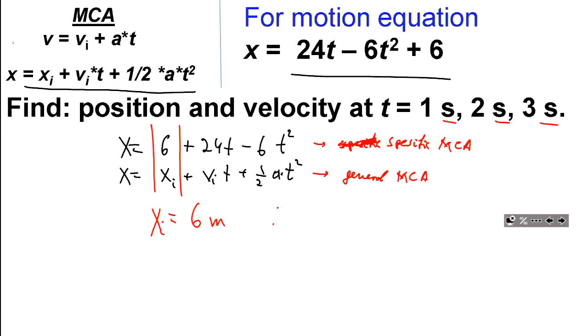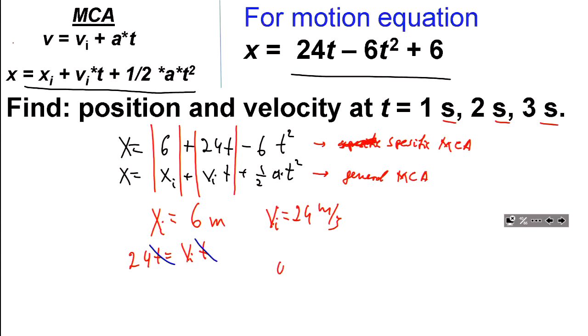What about initial velocity? Please tell me. Anybody? Just scream. 24. Yeah, if we look at this, well, technically, this is what we should have been writing. 24 times time equals initial velocity times time. That's what makes them equivalent. We can cancel time here and there. The answer is 24 meters per second. Now we can move on.